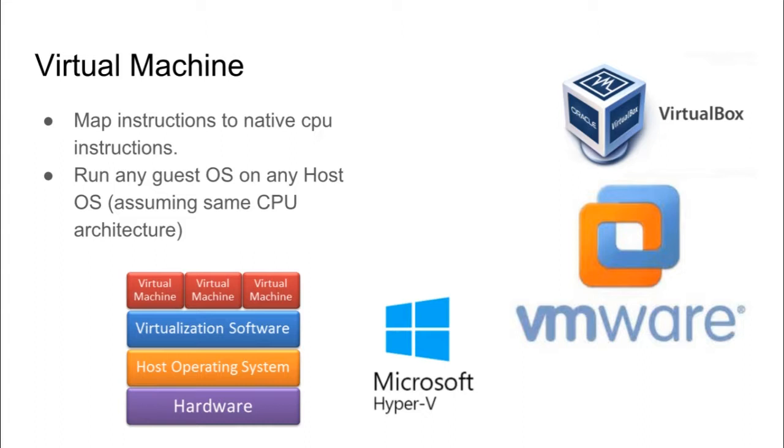I guess I could have had separate icons for ESXi and for VMware, like VMware Workstation. So yeah, the different types of virtual machines map the instructions of the guest machine to the instructions of the host machine. And for virtual machines, they need to be the same CPU architecture.